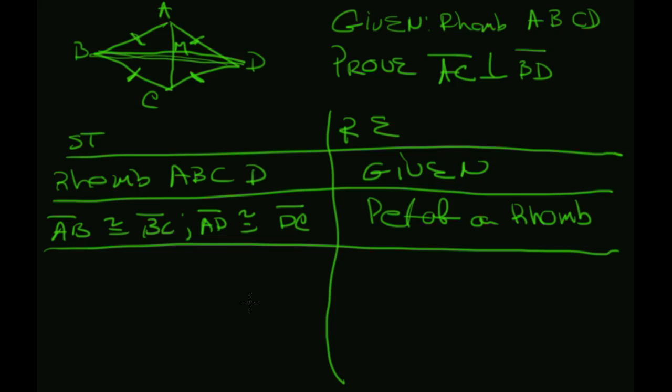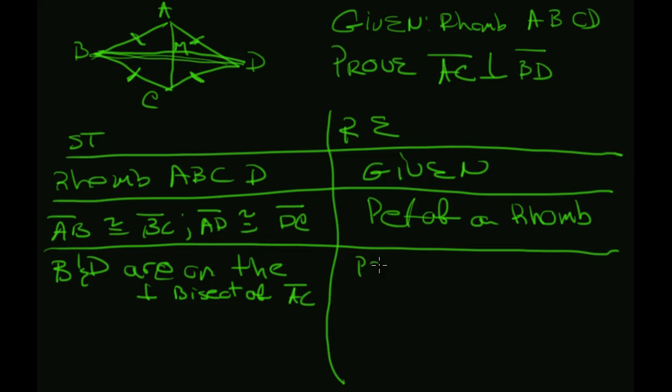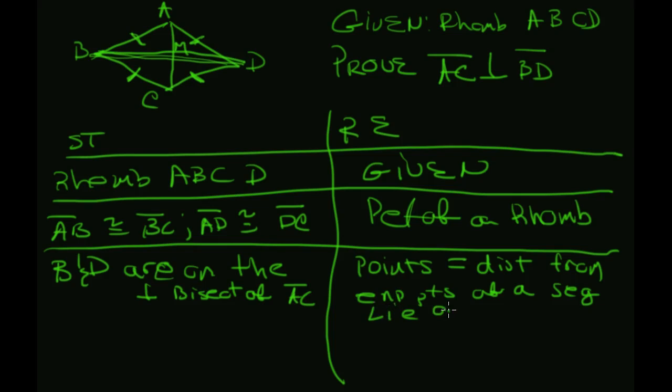All right, so what do I know? I now know that B is the same distance from A and C, and I also know that D is the same distance from A and C. This means that both B and D are on the perpendicular bisector of segment AC, because points that are equally distant from the endpoints of a segment lie on its perpendicular bisector.